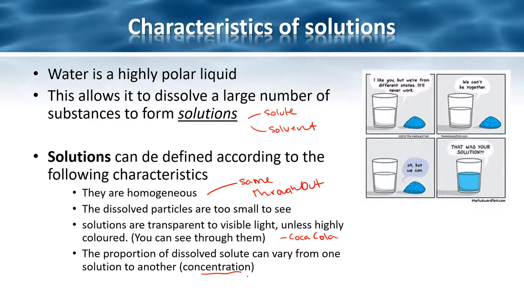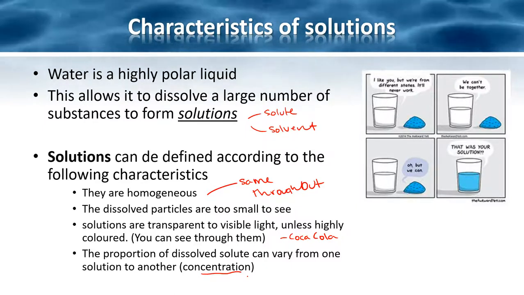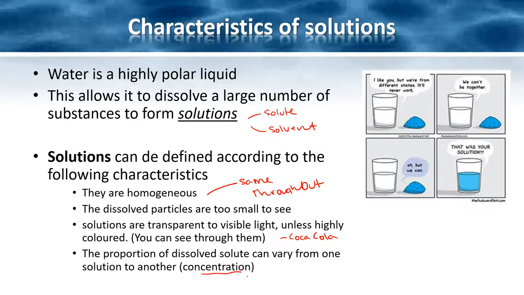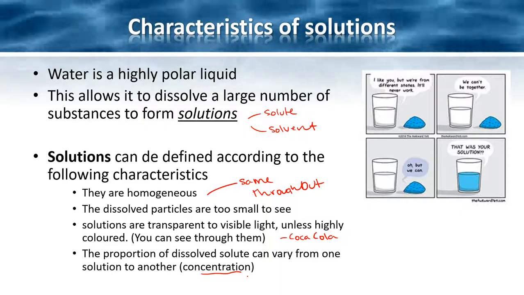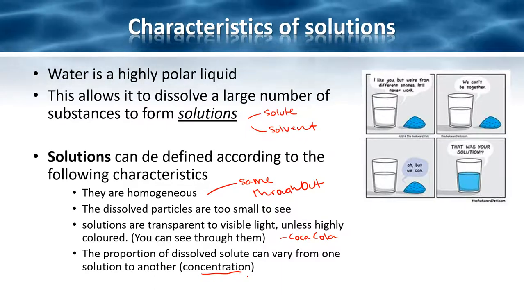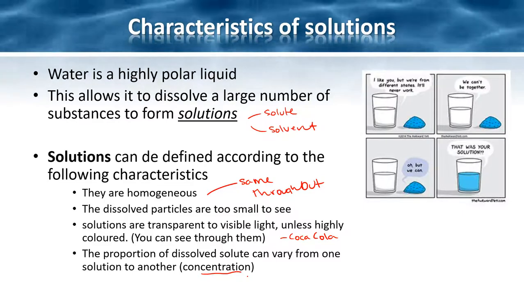So solutions can vary in concentration, and they can vary in transparency and depth of color. They can be clear and colorless, or they can have a color as well. They can't, however, have visible particles, and they must be homogeneous in order to be a solution.